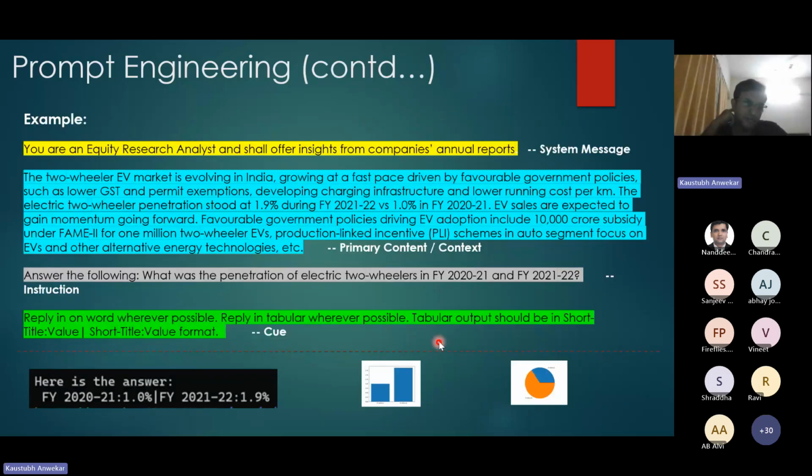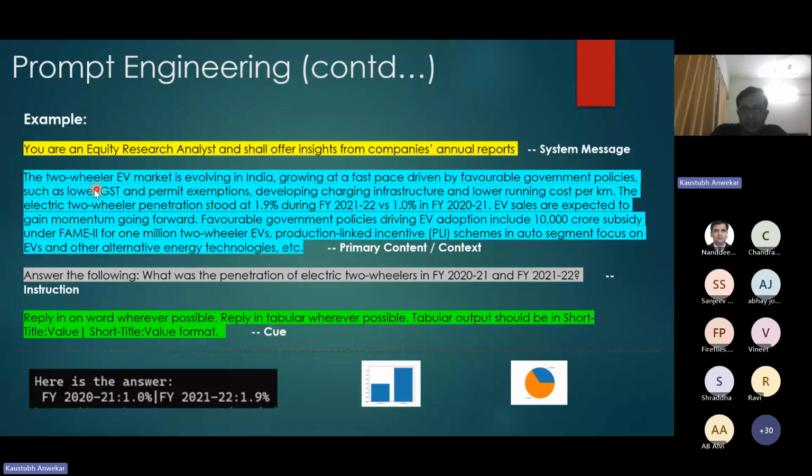I'm sure you all will remember the comprehension that we would do in school, right? Comprehension would be like you are given a passage, and you are given some questions. Those questions you need to answer from the content that you have in that passage. So now, in this case, I have just borrowed this from the annual report of Hero Motocorp. This paragraph talks about the two-wheeler EV market, the electric two-wheeler market, and how it is in India.